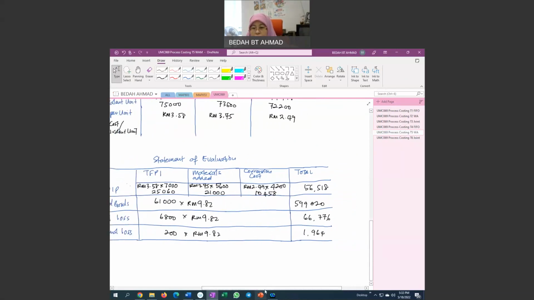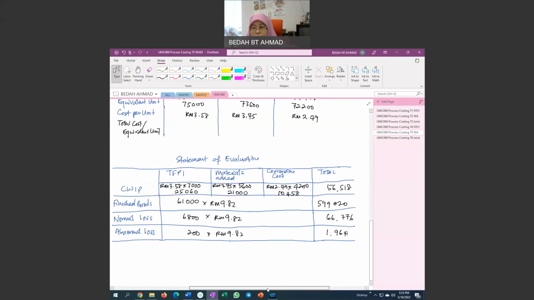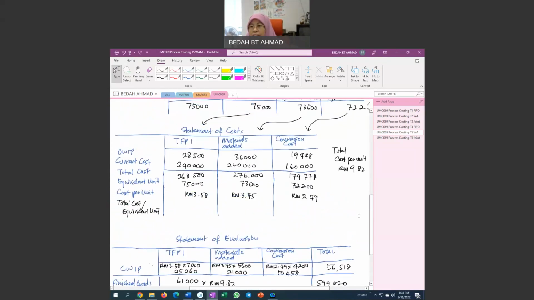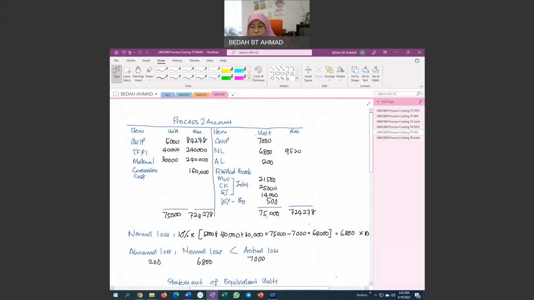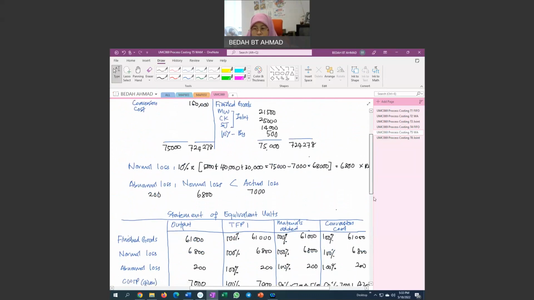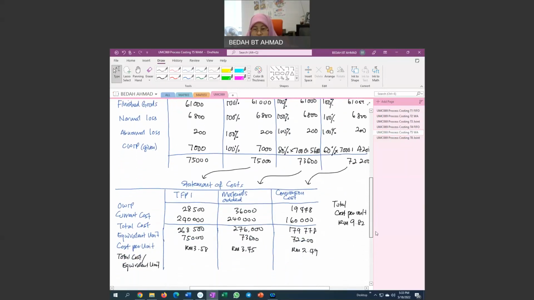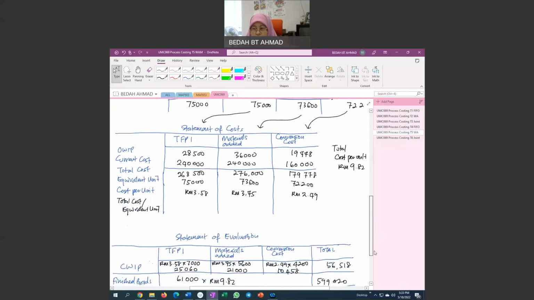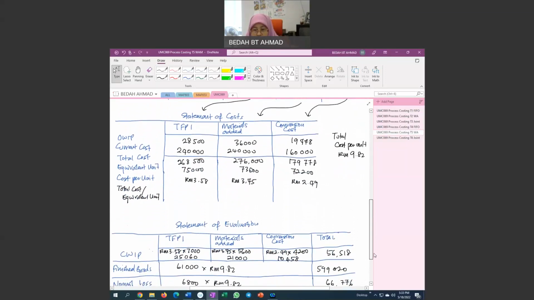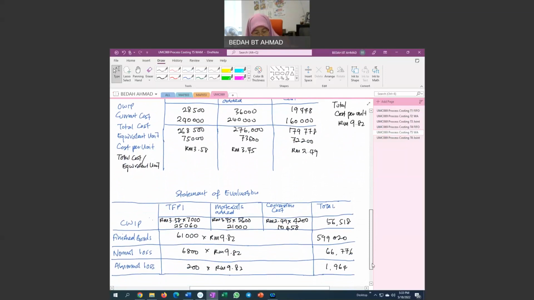Okay, we transfer the figures of abnormal loss first and closing work in progress. Abnormal loss for the 200 units, the value is 1964. Closing work in progress is 56,518. And for the finished goods, we need to wait, because we need to calculate what the joint costs are. We need to apportion the joint cost first.